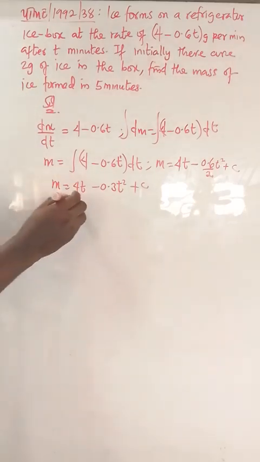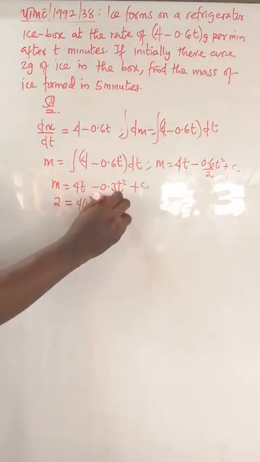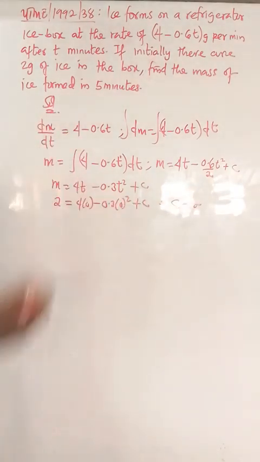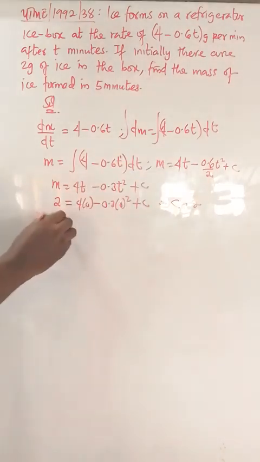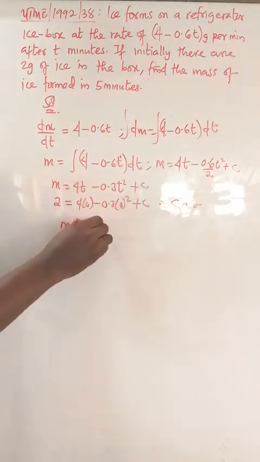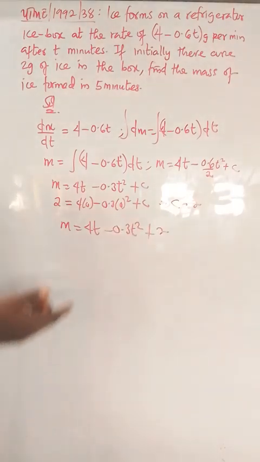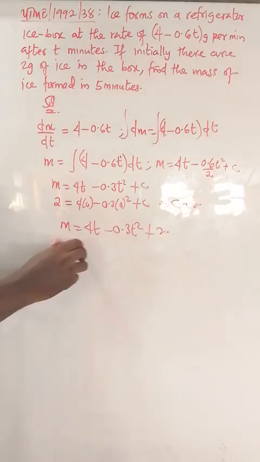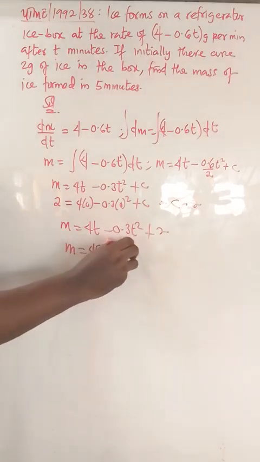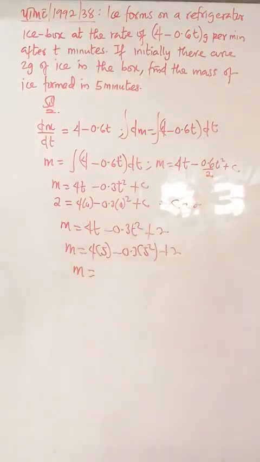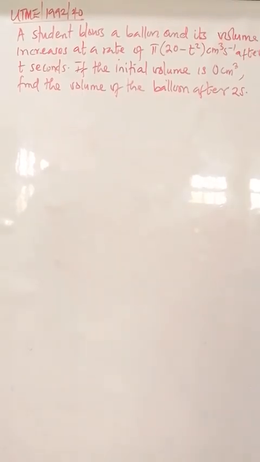So 2 equals 4 into 0 minus 0.3 into 0 squared plus c. Everything here is 0. So here we are indirectly given the value of c to be 2. So with that, we can write our m to be equal to 4t minus 0.3t squared plus what's now c? 2. Then we continue. Find the mass of the ice in 5 minutes. If t is now 5, look for m. So m becomes what? 4 into 5 minus 0.3 into 5 squared plus 2. Do this yourself and you get the final answer. So for the previous question, the answer is 14.5 grams. Now, next question.